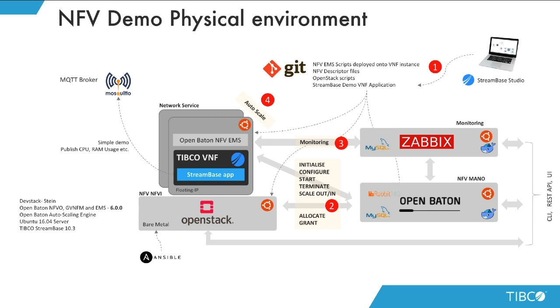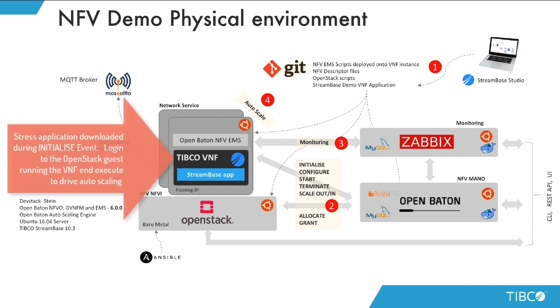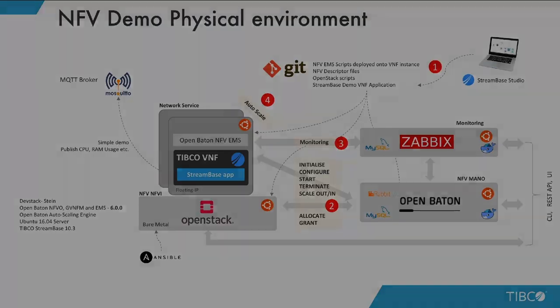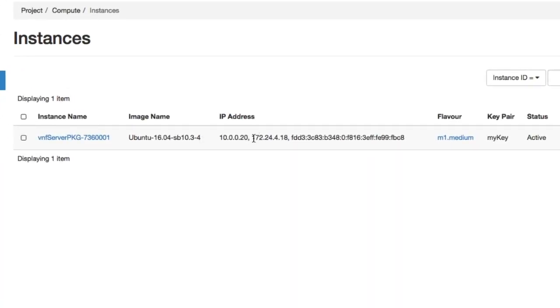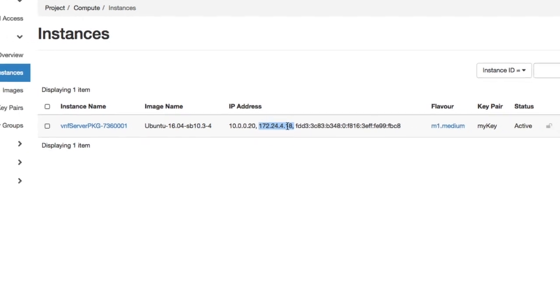So we have a simple stress application to simulate load. And this stress application was cloned by the script that implements the instantiate event. Now to run this stress application, we need to log into the instance running our VNF. So I quickly just need to look back at the OpenStack instances to get the floating IP address.